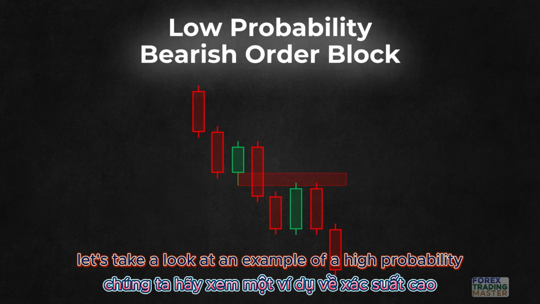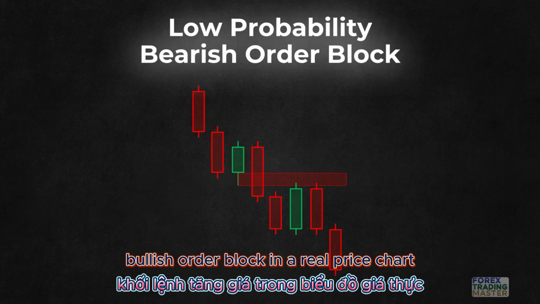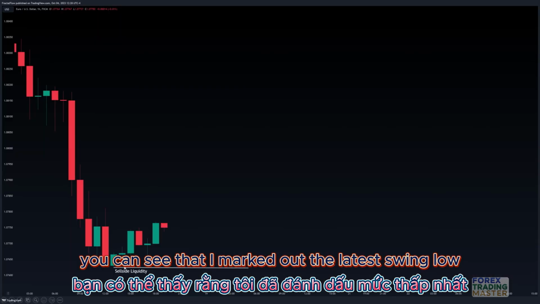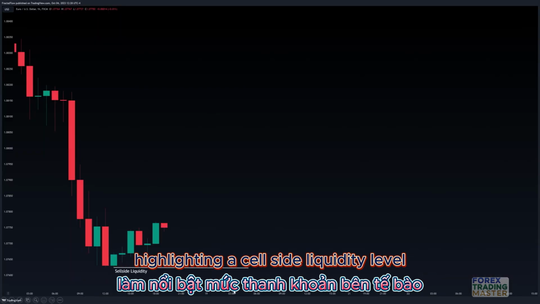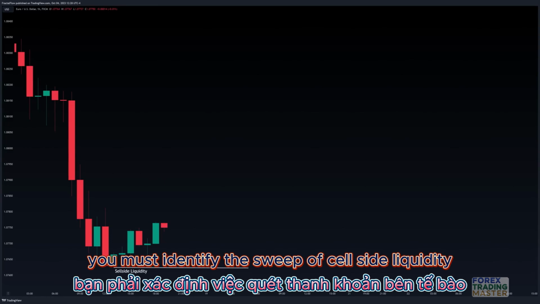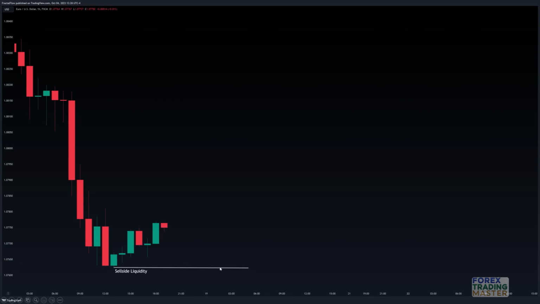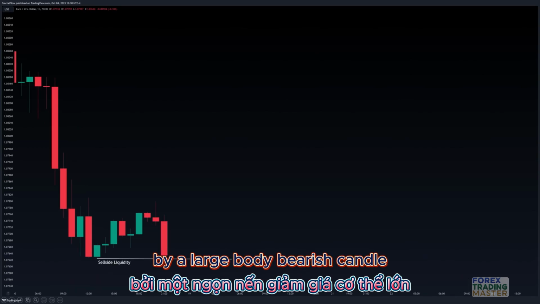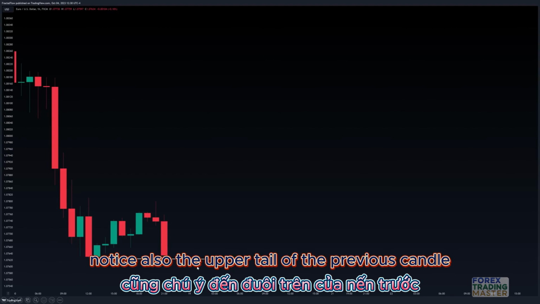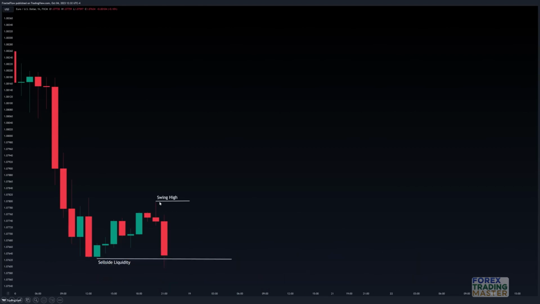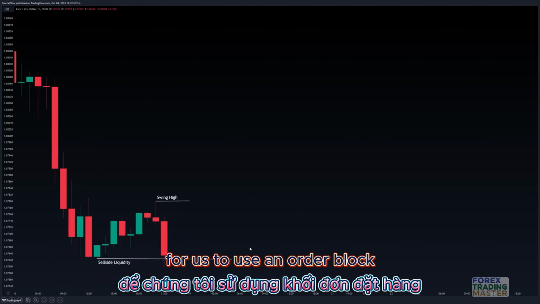Let's take a look at an example of a high probability bullish order block in a real price chart. In this chart, you can see that I marked out the latest sell-side liquidity level. Recall that in the bullish high probability order block, you must identify the sweep of sell-side liquidity. First, in this next chart, we can see the sell-side liquidity is swept by a large body bearish candle. Notice also the upper tail of the previous candle forms a swing high. We want price to break this latest swing high. That would be the very next step for us to use an order block.